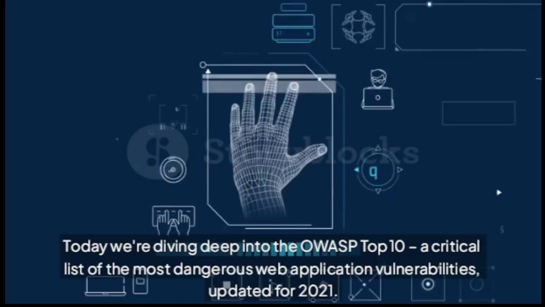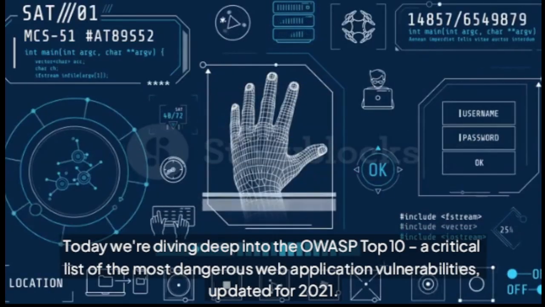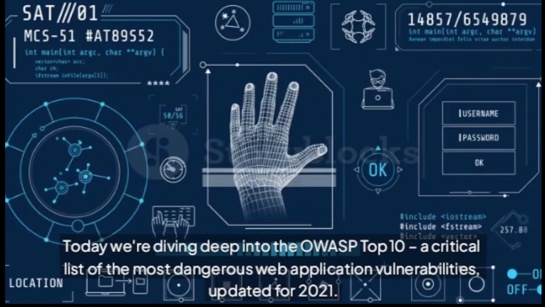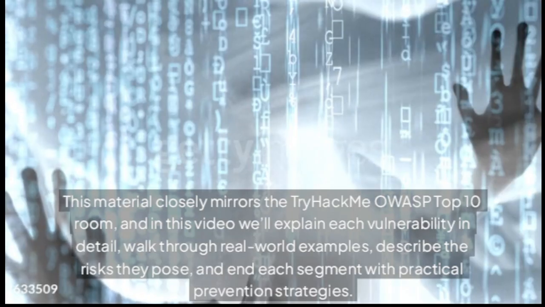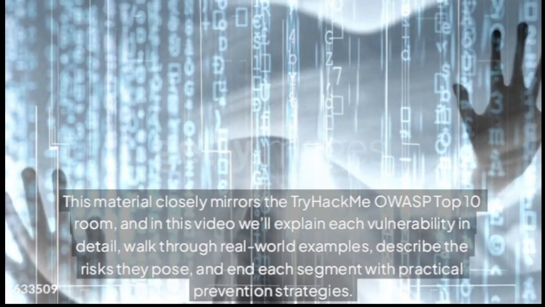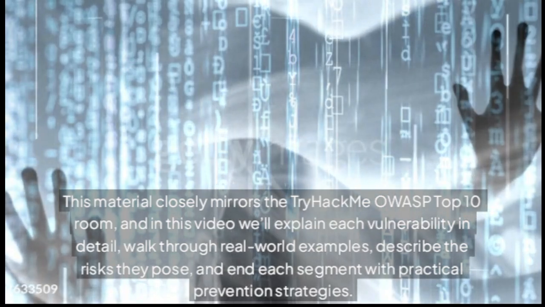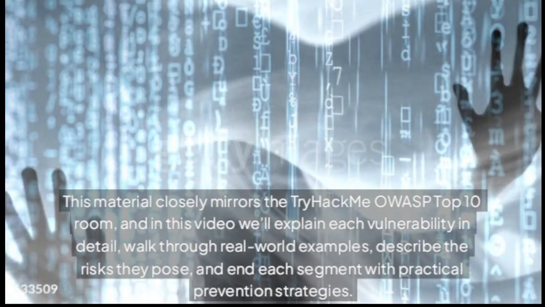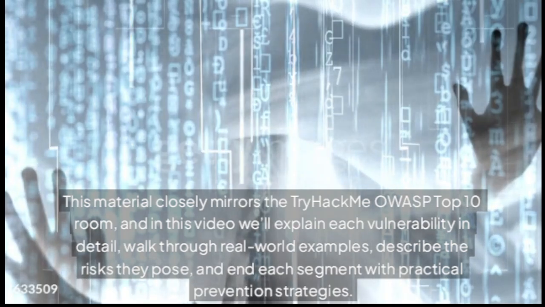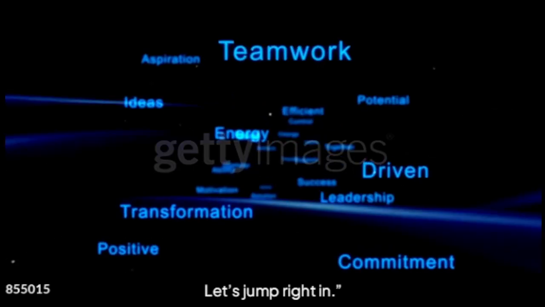Today we're diving deep into the OWASP Top 10, a critical list of the most dangerous web application vulnerabilities, updated for 2021. This material closely mirrors the TryHackMe OWASP Top 10 room, and in this video we'll explain each vulnerability in detail, walk through real-world examples, describe the risks they pose, and end each segment with practical prevention strategies. Let's jump right in.